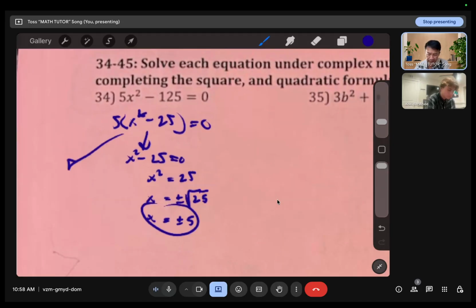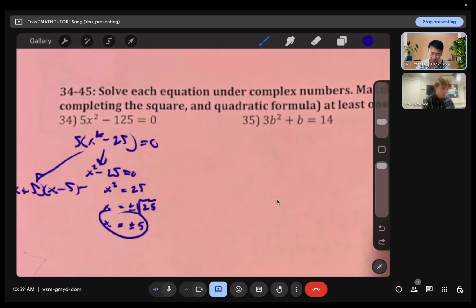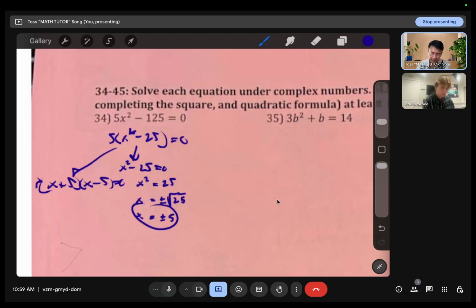Another way of doing it is to factor it as x plus 5 and x minus 5, and you set each one equal to 0. Do you remember that one? Right there? Yeah, you can do that. It'll give you the same answer. Equal to 0 here. And the 5 you can ignore again, the 5 in the front.